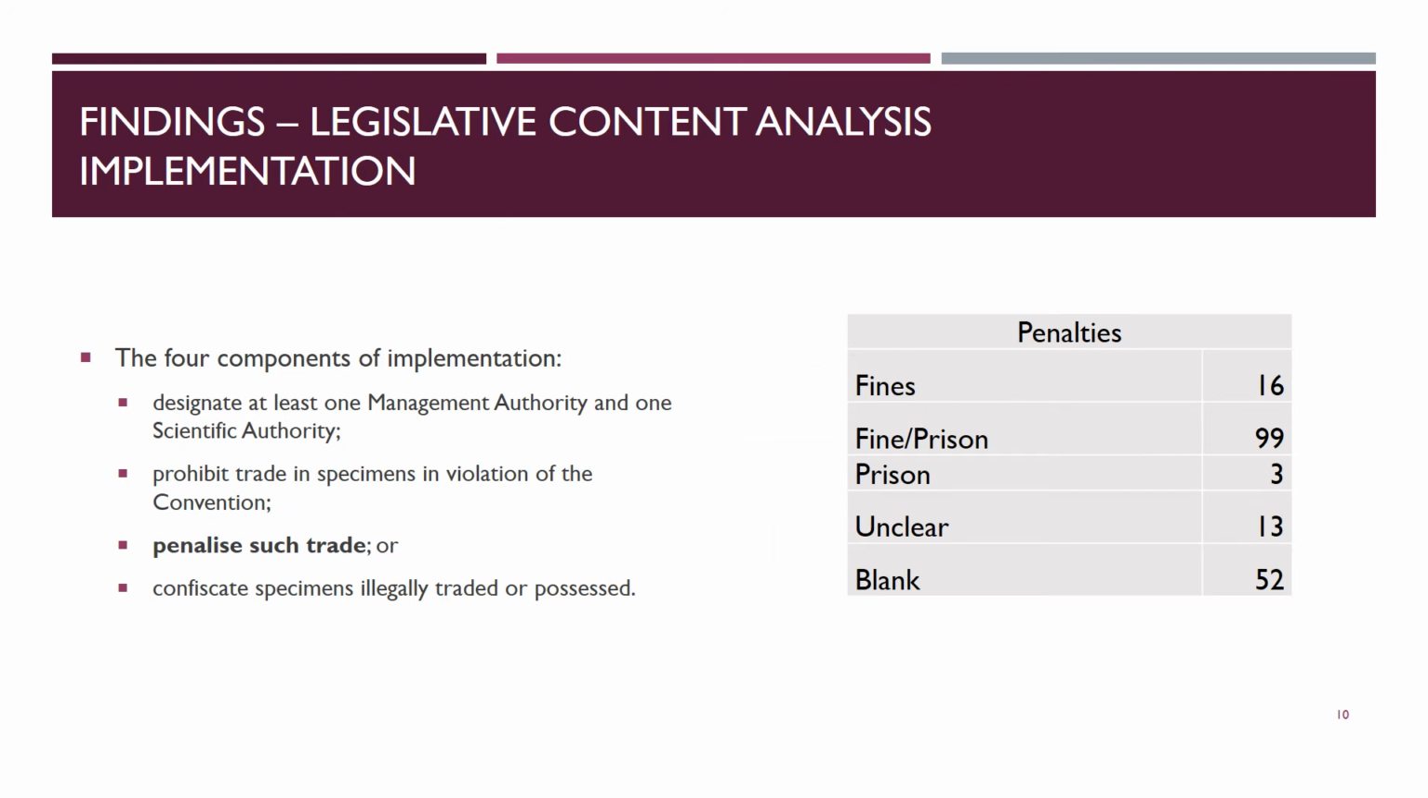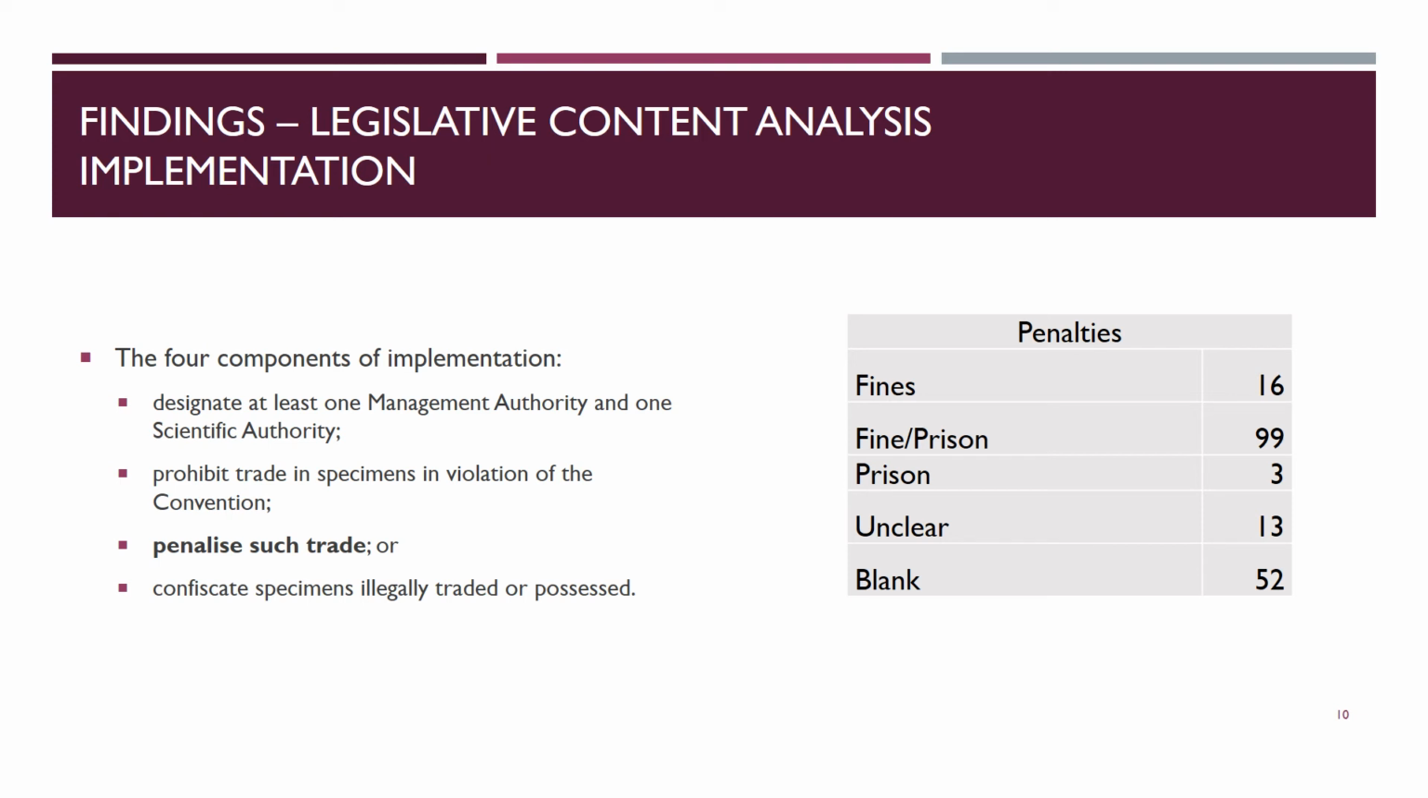The third component is to penalize such trade, and again, this isn't prescribed by CITES. This can be done in a variety of ways. The main way that I found in the legislative content analysis that countries penalize illegal trade or possession is either a fine or prison combination, depending usually on the severity or the value of the wildlife. This is the case in 99 instances.